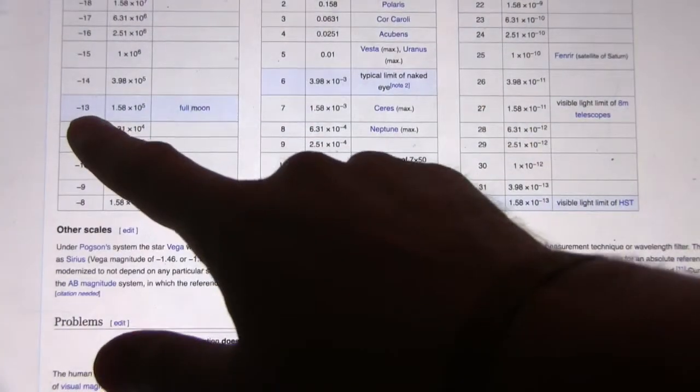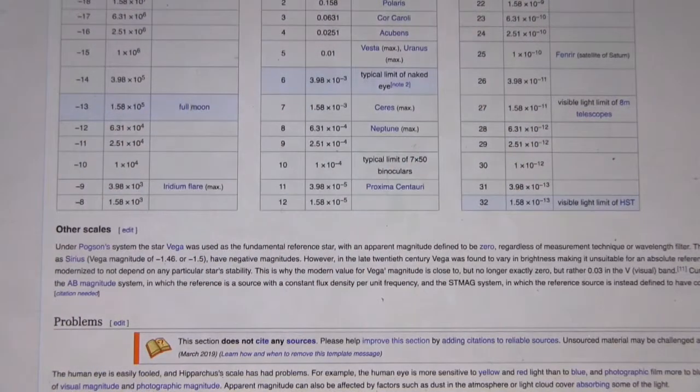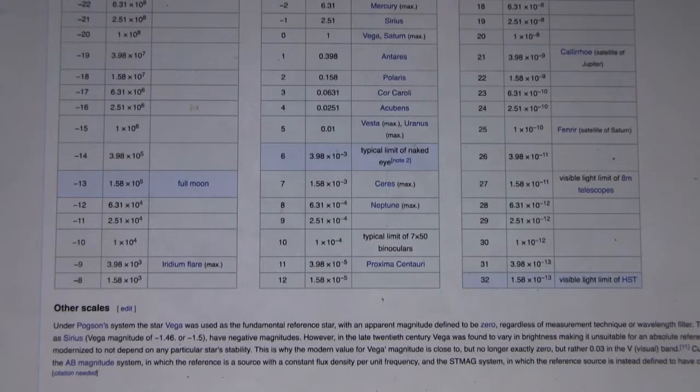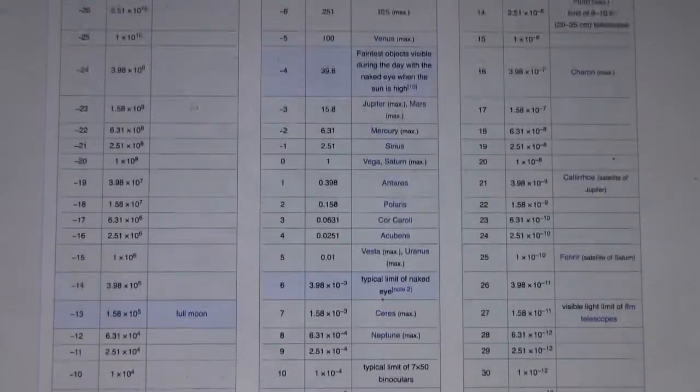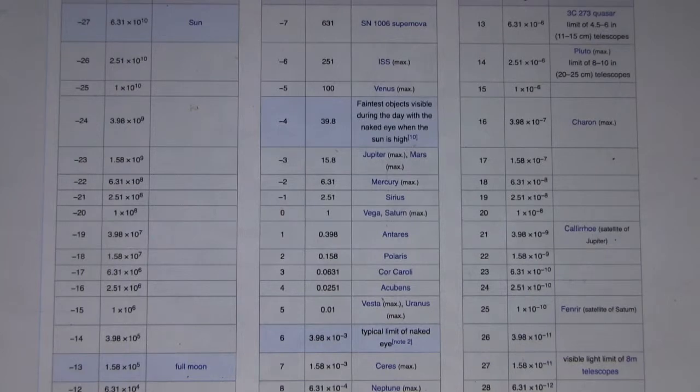It has a magnitude of minus 13. But you can see, because it's a logarithmic scale, going from 13 to 27 is a huge change. Yeah. Right? But now maybe we can look at some of the reference objects.